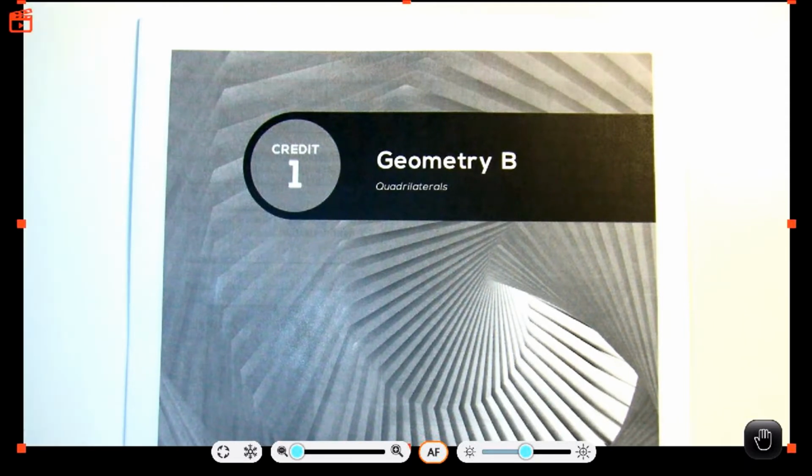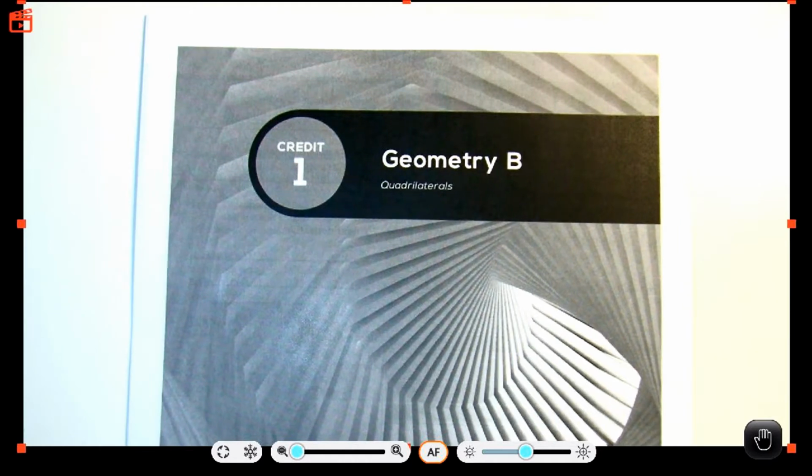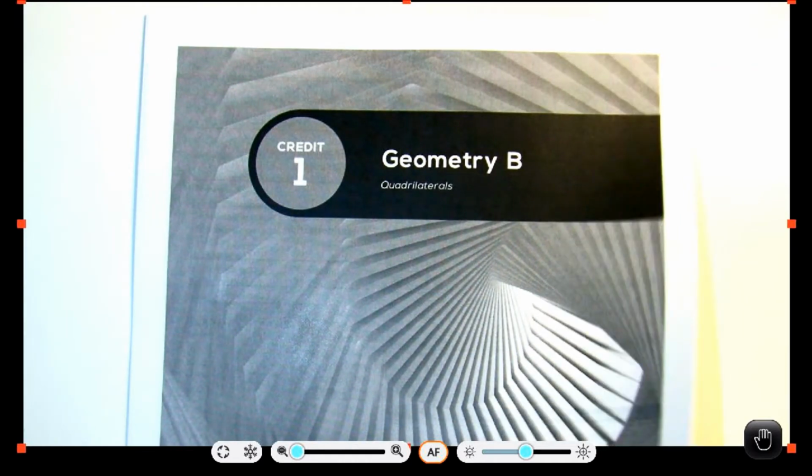Class, we're going to start Geometry B Credit 1. This credit is titled Quadrilaterals, so we're going to actually talk about what a quadrilateral is and all the properties of quadrilaterals. This is going to be the first lesson, lesson 9.1.